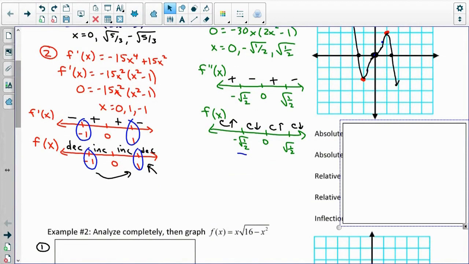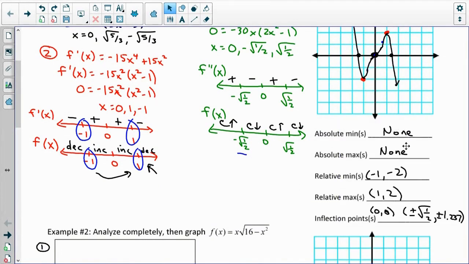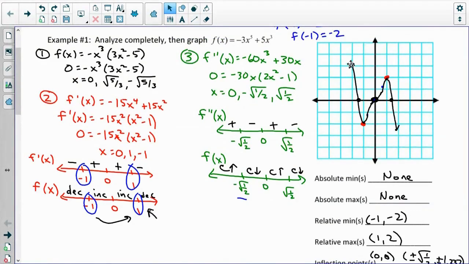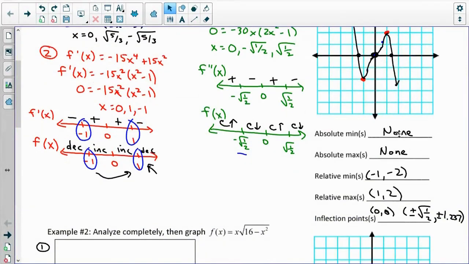If I take a look at the values of these absolute and relative mins and inflection points, notice that I have no absolute mins or maxes, because if I look at the graph, it goes off to positive infinity to the left and negative infinity to the right. So there's no absolute mins or maxes.